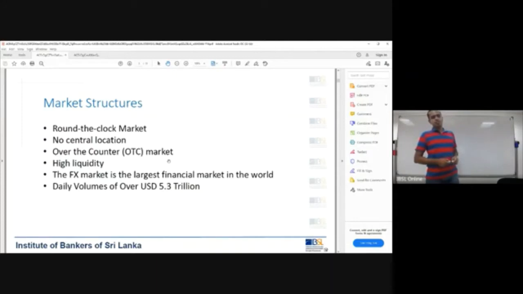It is an over-the-counter market. That means it's like buying a loaf of bread, right? You can do it over the counter. Not an exchange-traded transaction. It's unlike a stock exchange. Highly liquid. Very liquid. The daily volume is about $5.3 trillion a day. It's one of the largest markets in the world now. So you have $5.3 trillion trading every day in the foreign exchange market, right? Not 5.3 million, not 5.3 billion, 5.3 trillion.